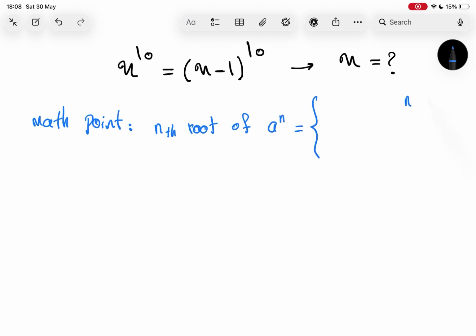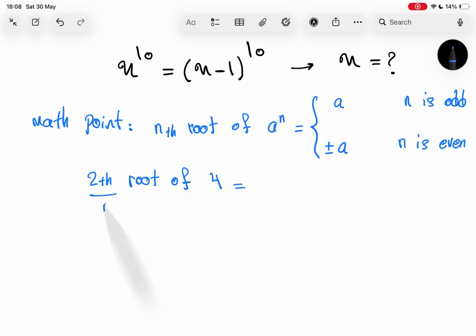If n is an odd number, then the nth root gives us only one real answer. But if n is an even number, then we need to consider both the positive and the negative cases. Let's look at a simple example. For example, consider the second root of the number 4. Since the second root is even, we get two answers, positive 2 and negative 2.